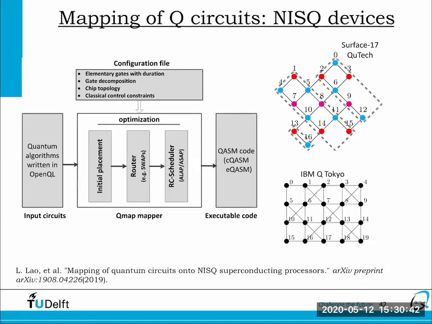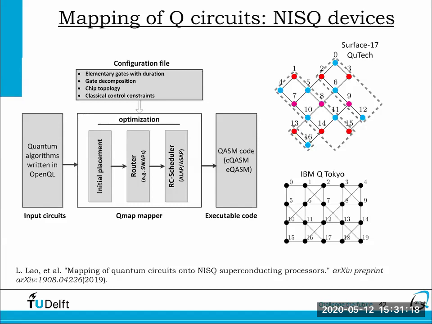cancel gates. In order to do that, they use what we call a configuration file, or JSON file, in which all the constraints or characteristics of the device are described for doing this mapping process. For example, in this configuration file, we have the elementary gates for doing gate decomposition, the duration of each of these gates, and the chip topology, so how many qubits there are and how they are connected. We also have the classical control constraints that I just explained, about the number of TWGs and how they are connected to the different frequencies of the qubits.